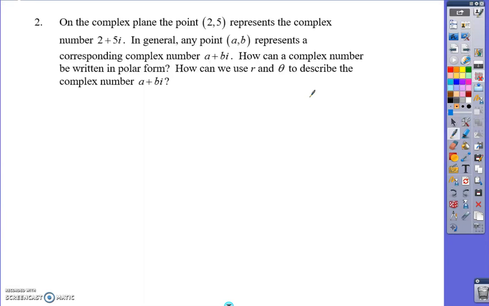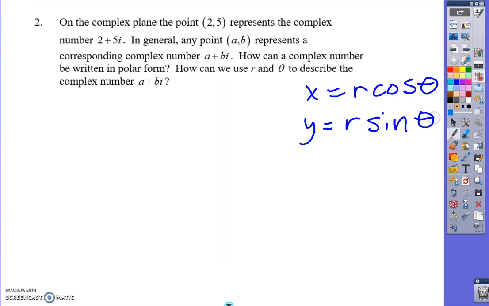For example, x is equal to r times the cosine of theta, or the radius of the circle times the cosine of the angle. And y is equal to r times the sine of theta. We're going to use this to help us tremendously.